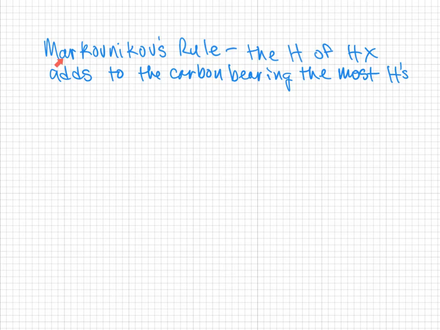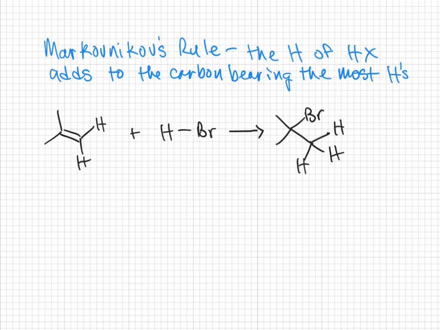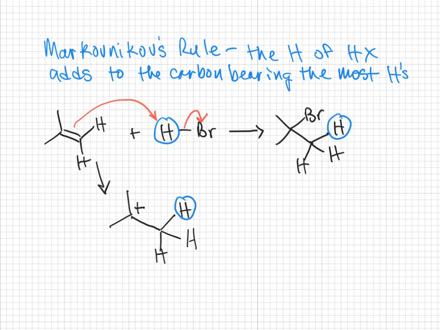Markovnikov's rule states that the hydrogen of HX adds to the carbon bearing the most hydrogens. In this case, then, the hydrogen of HBr adds to the carbon bearing 2 hydrogens, leaving the bromide to add to the carbon bearing no hydrogens. Markovnikov's rule arises from the formation of the most stable carbocation. Addition of the bromide ion to the tertiary carbocation then affords the alkyl bromide product.